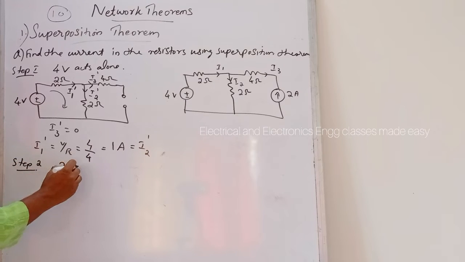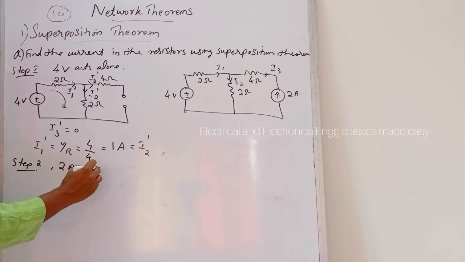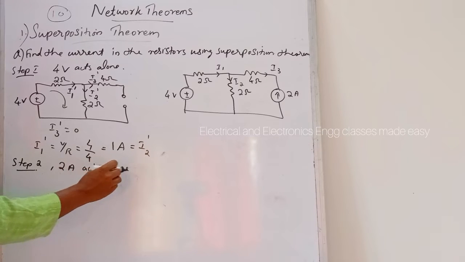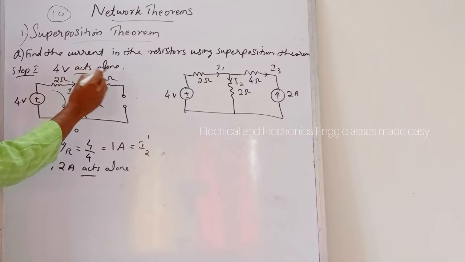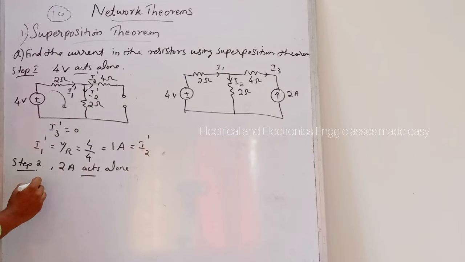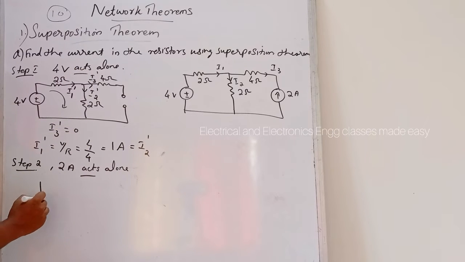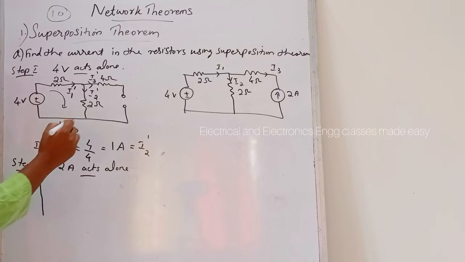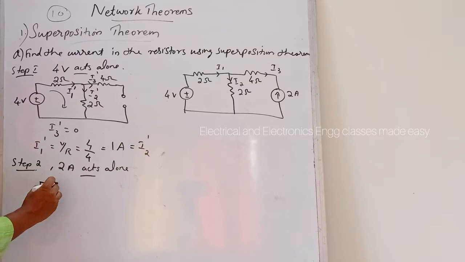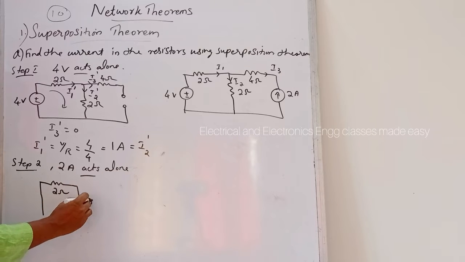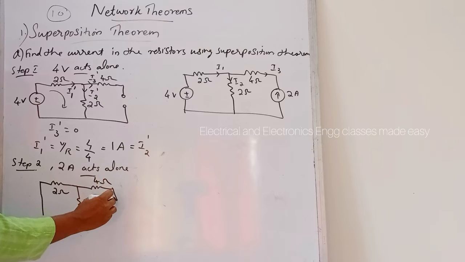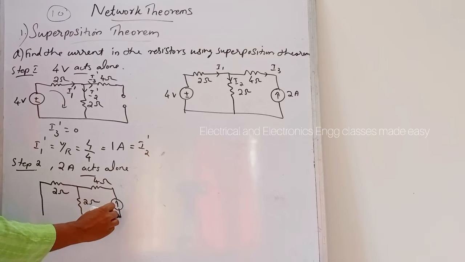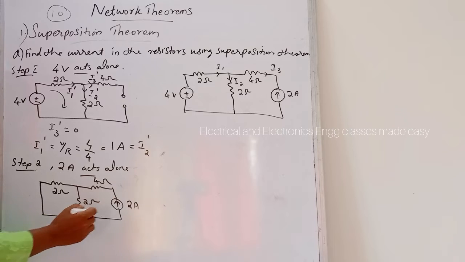Consider the 2 ampere source acting alone. Then redraw the network. That is, here we have to short circuit this 4 volt voltage source. Then this is 2 ohm, here again 2 ohm, this is 4 ohm, and here the current source. And this is the 2 ampere current source.